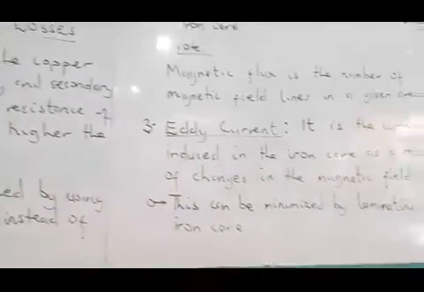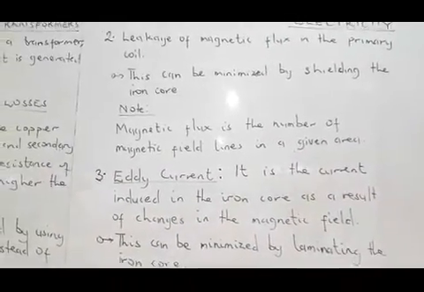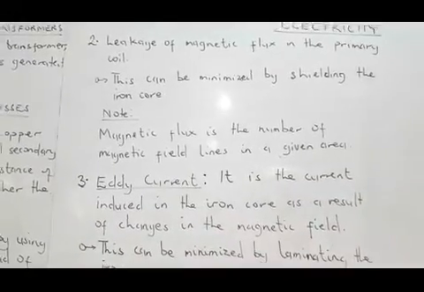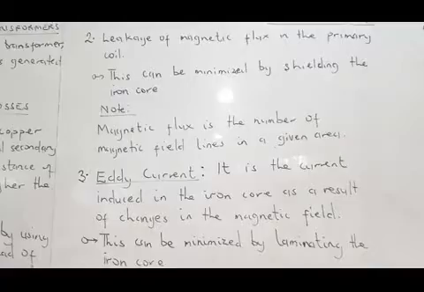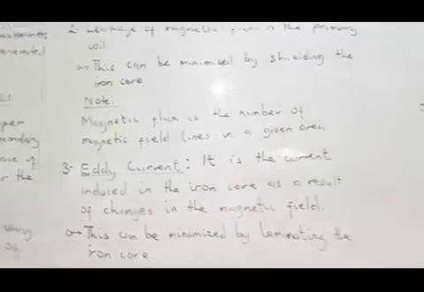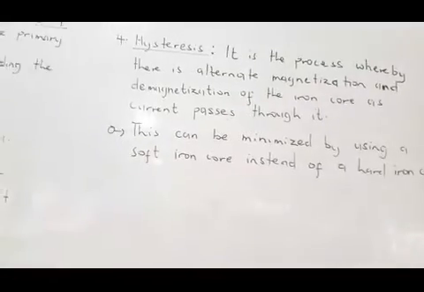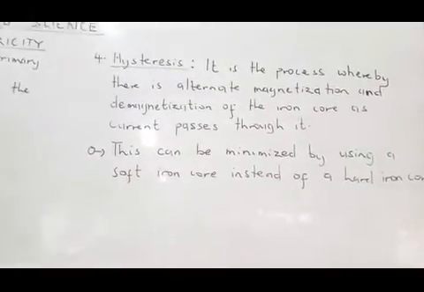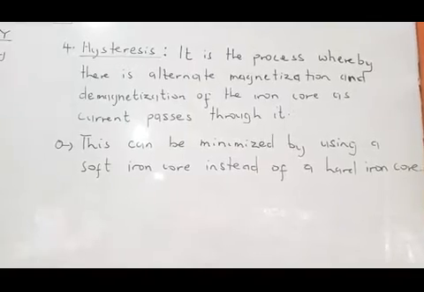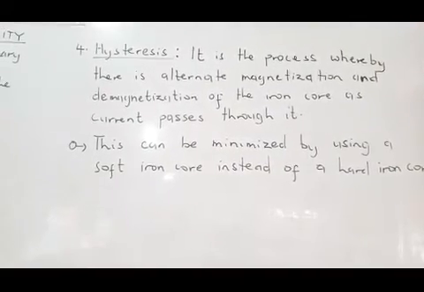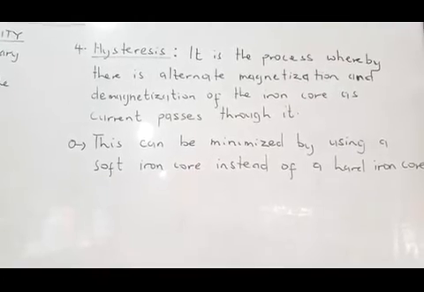And they talk of the eddy currents. It says the current induced in the iron core as a result of changes in the magnetic field. And that can also be minimized by laminating the iron core. And the last one being hysteresis, where there is alternate magnetization and demagnetization of the iron core as current passes through it. And that can also be minimized by using a soft iron core instead of a hard iron core.